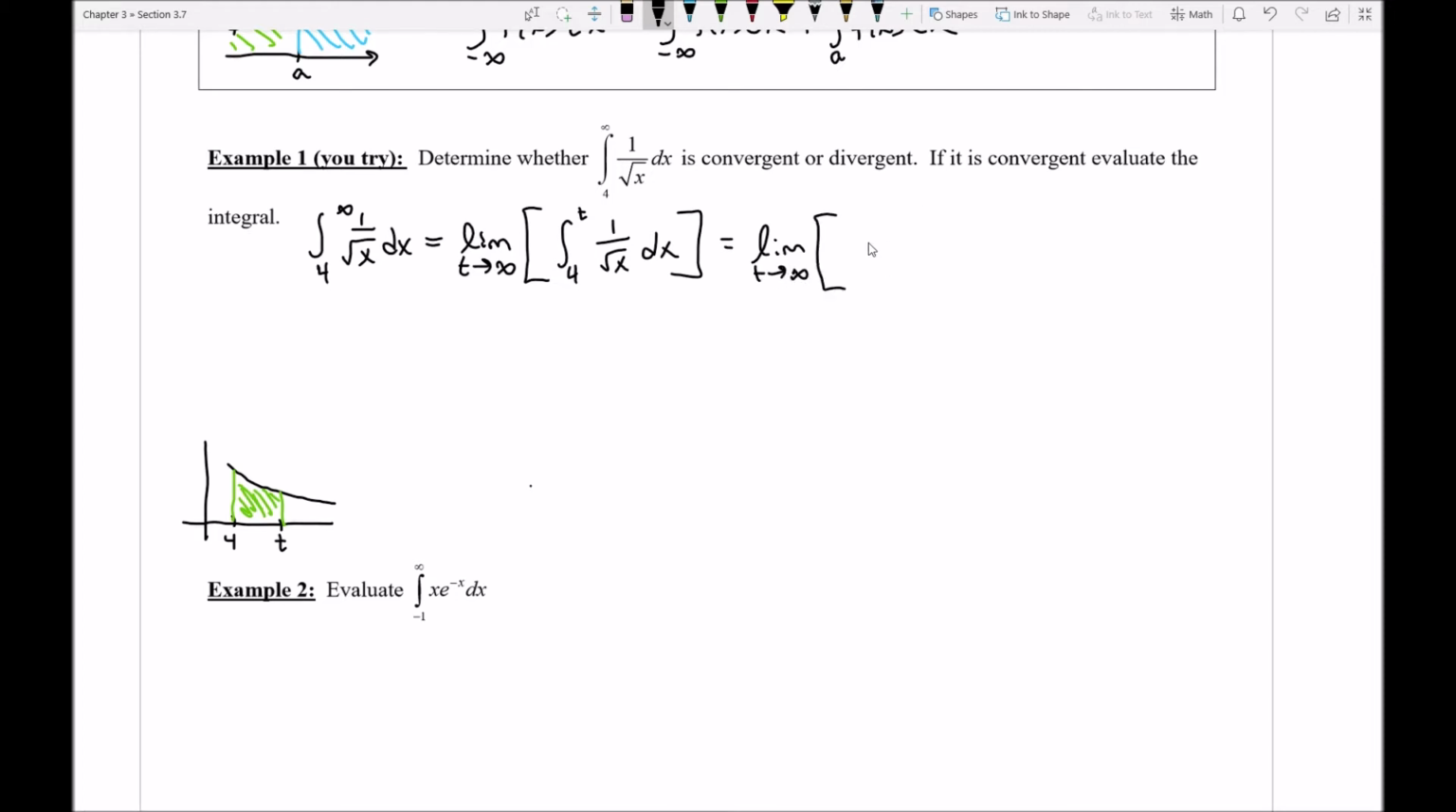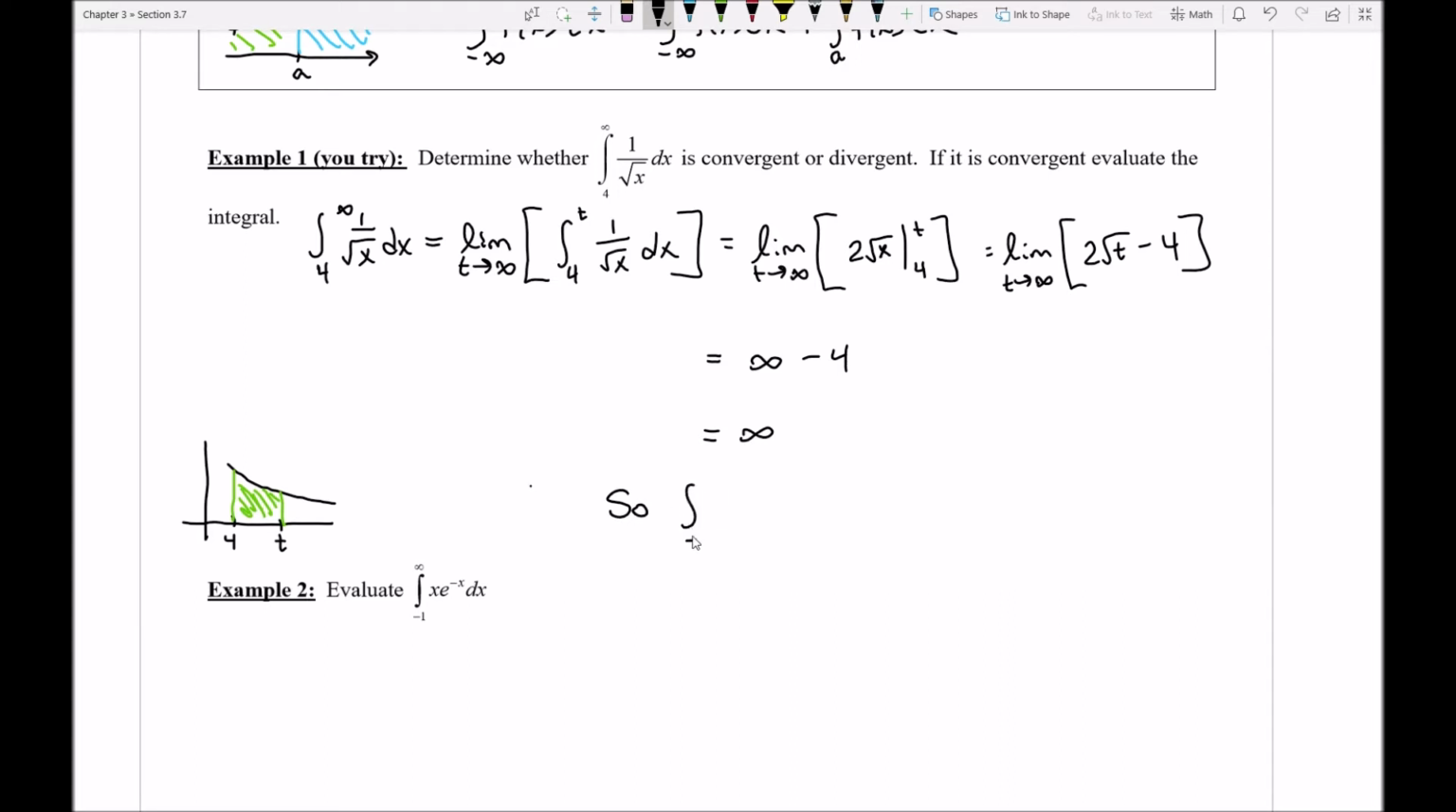Let's see, antiderivative of this, I think we could double check, but I think this is just going to end up being 2 square root x, and I'm going to evaluate that from 4 to t. This is going to turn into a limit as t approaches infinity of 2 root t minus, I'm just going to simplify right down to 4, because square root 4 is 2, 2 times 2 right back to 4. Okay, so now that I have this, I just have to worry about evaluating that. As t goes off to infinity, 2 root t is going to become infinite. Minus 4, I'm going to get a final result of infinite.